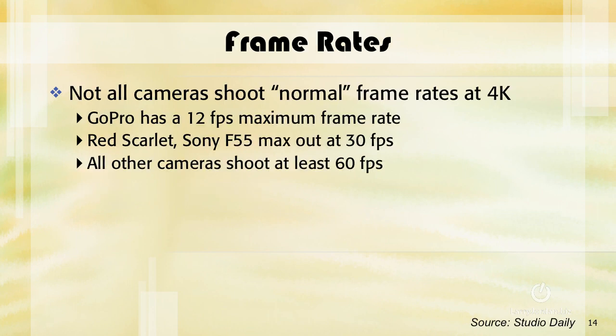Not only do we have cameras that shoot different image sizes, we also have cameras that shoot different frame rates. For instance, the GoPro maxes out at 12 frames per second when it's shooting a 4K image. The Red Scarlet, the Sony F55 max out at 30 frames per second. All the other cameras shoot at least 60 frames per second.